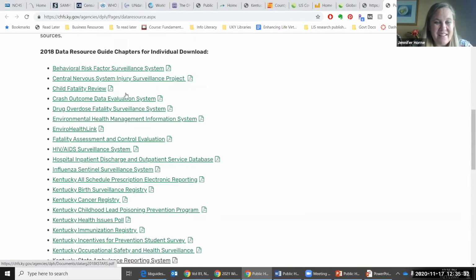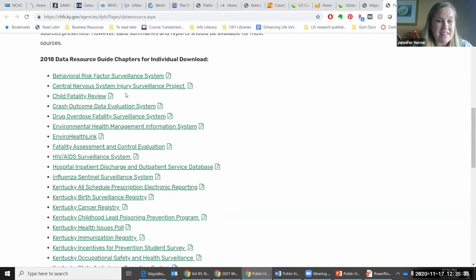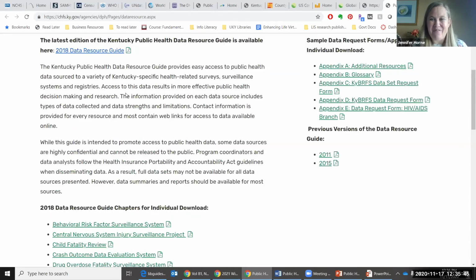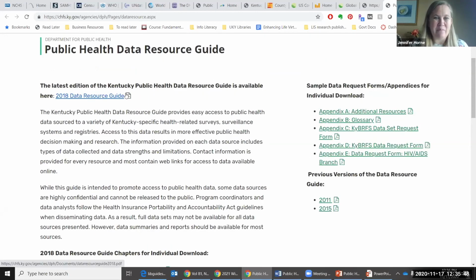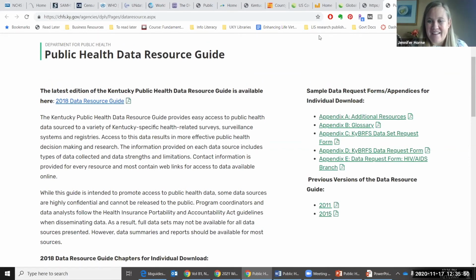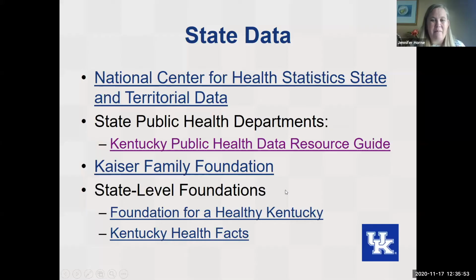It's not necessarily, there are probably some of these that are done by Kentucky, but most of these are probably coming from the federal government, and they've broken out the Kentucky data from it. So once again, no matter where you go, you're going to keep finding the same sources of data. The same thing with Kaiser Family Foundation, which does a lot of work on states. And then you're also going to see state level foundations, like Foundation for Healthy Kentucky and Kentucky Health Facts. These foundations are usually doing more on the ground research.